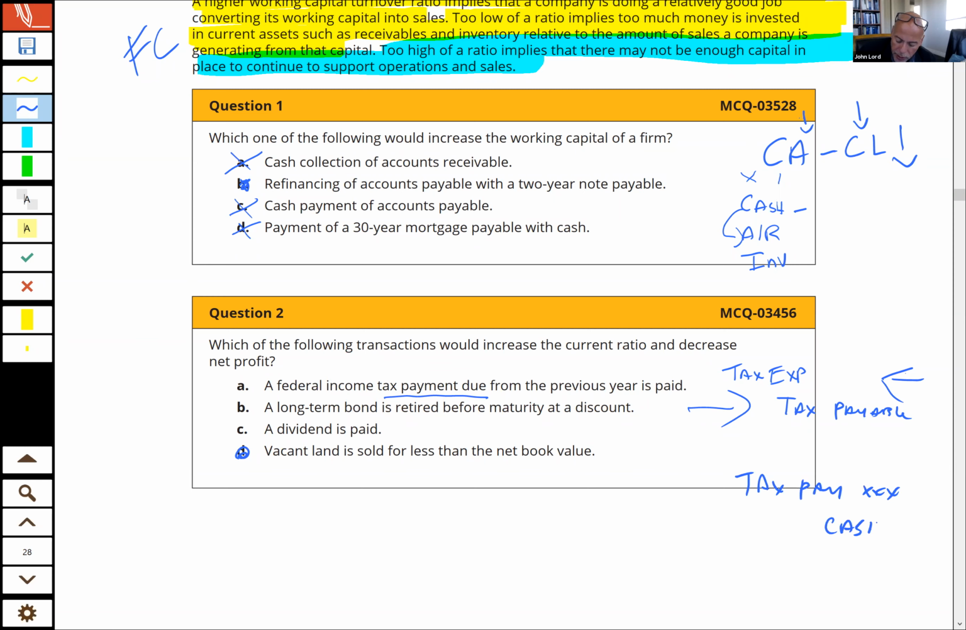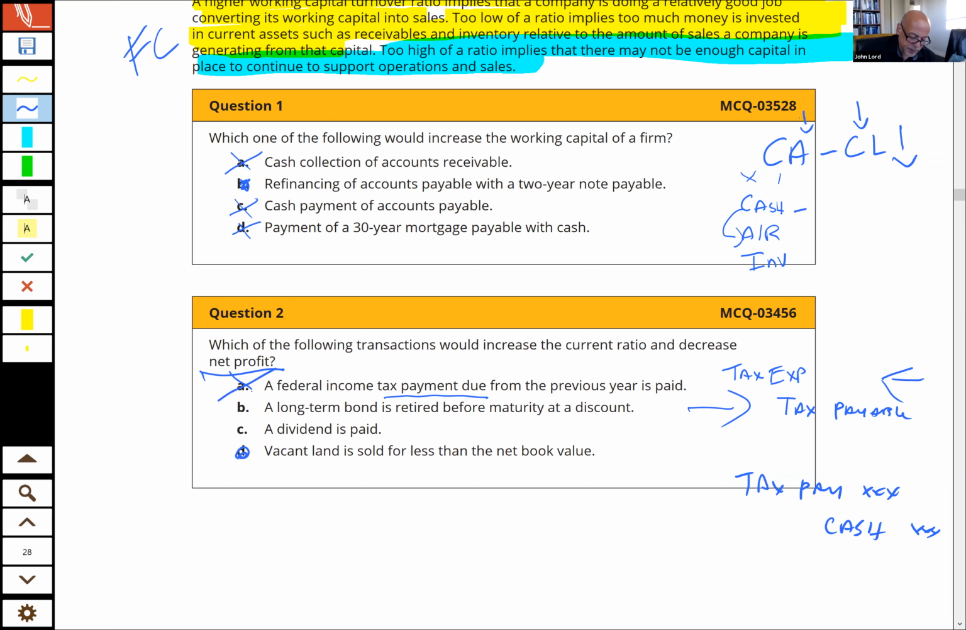Good. Now, tax payable shows up on the balance sheet, doesn't it? Current liability. Do liabilities show up on the balance sheet? Yes. So does tax payable show up on the balance sheet? Yes. Okay, is cash on the balance sheet? Yes. So how would that transaction possibly affect net profit? Doesn't. There is no income statement impact at all there. Okay, so that can't be right. Okay, good.